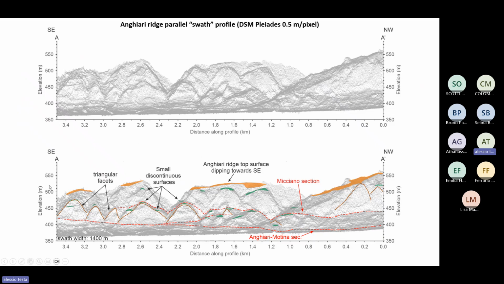On the bottom, you see the geomorphological interpretation. Actually, we mapped the same features that I showed you in the previous map. Here you can see that the surfaces on the top of the ridge are dipping towards the southeast, likely related to the Tiber River, while the surfaces mapped in green are small, discontinuous, incised by gullies, and also bounded by fault scarps.